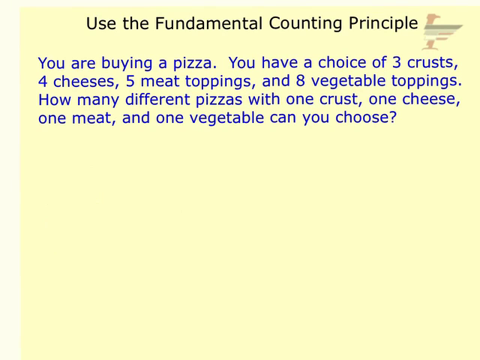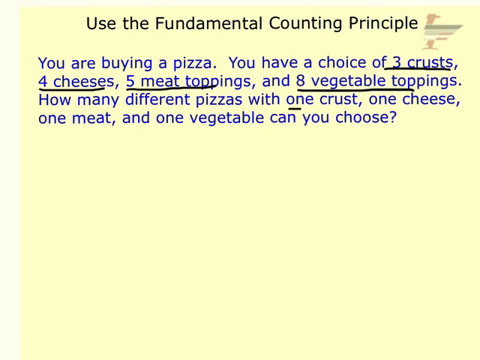So here it says you're buying a pizza. You have a choice between 3 crusts, 4 cheeses, 5 meat toppings, and 8 vegetable toppings. How many different pizzas with 1 crust, 1 cheese, 1 meat, and 1 vegetable can you choose?